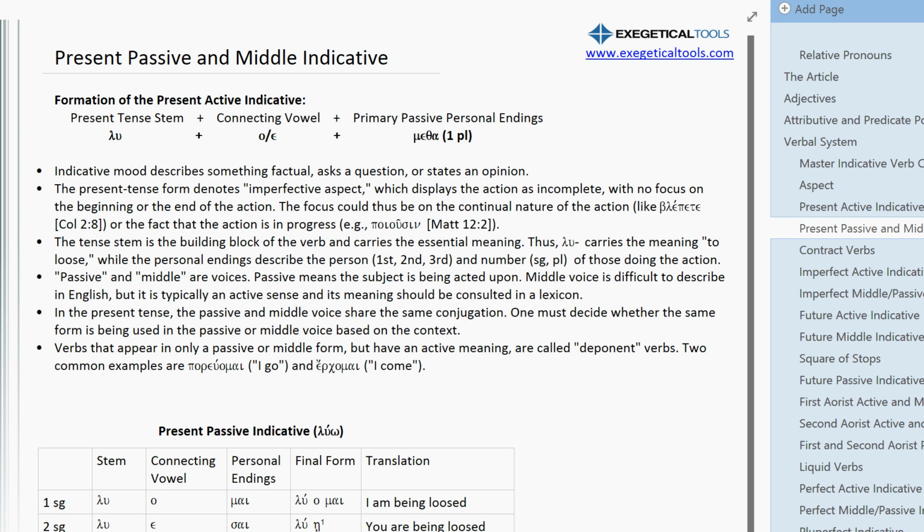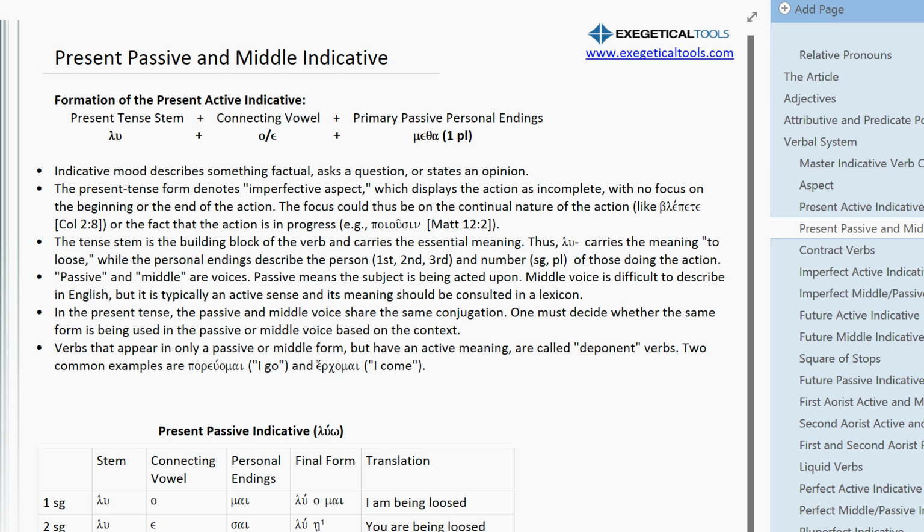With middle verbs, they typically have an active sense, at least as we translate them into English. But generally the meaning is going to have to be consulted in a lexicon. You're just going to have to look up the word in a lexicon, a Greek dictionary, to figure out what that word actually means in the middle voice. Sometimes it's very similar to the active meaning, sometimes it's completely different. So you just have to look it up. There's still some ongoing debate about the middle voice, how to talk about it, how to understand it, so I don't enter into that here at all. But there are some other resources you can find that talk about the middle voice.